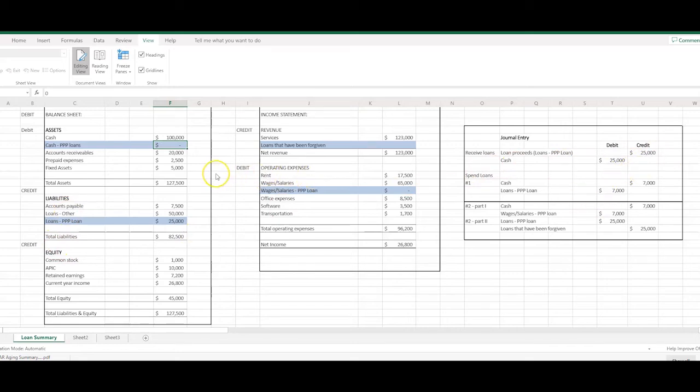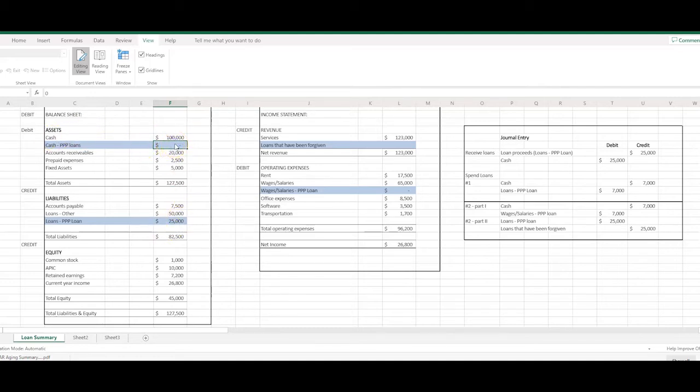I have some journal entries here. The first part is you received the loan, and in this example we're going to say you got a $25,000 PPP loan. Congratulations. To record that, your liabilities are going to increase, and we suggest creating a separate general ledger account called Loans, PPP Loan, under the liability section. You may also want to create a separate bank account line item called Cash PPP Loans. It's not necessary, but if you do, say the $25,000 came in to your main operating account.